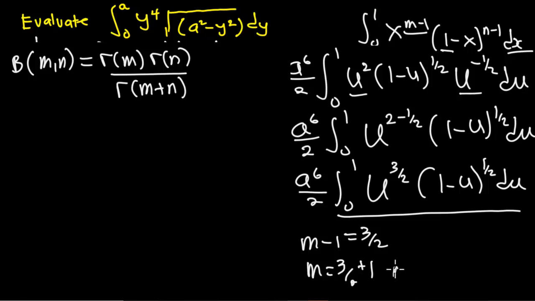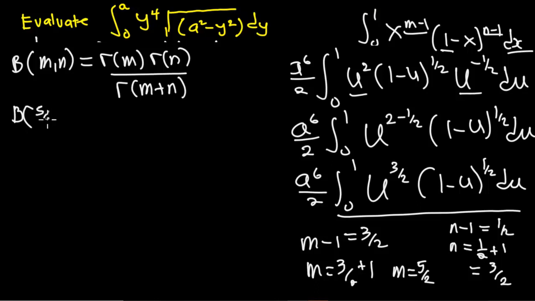So m will be equal to 5 on 2. And then from here, n minus 1 is also equal to half. So you are going to have n equal to half plus 1, which is equal to 3 on 2. So in this case, we are going to have the beta of 5 on 2, 3 on 2 is equal to gamma of m, and m is 5 on 2.